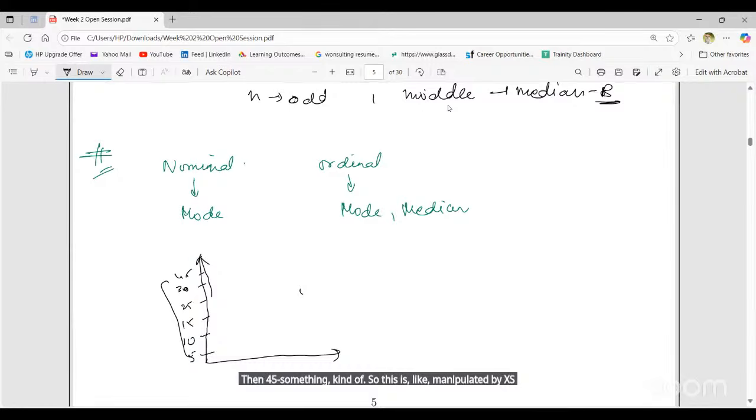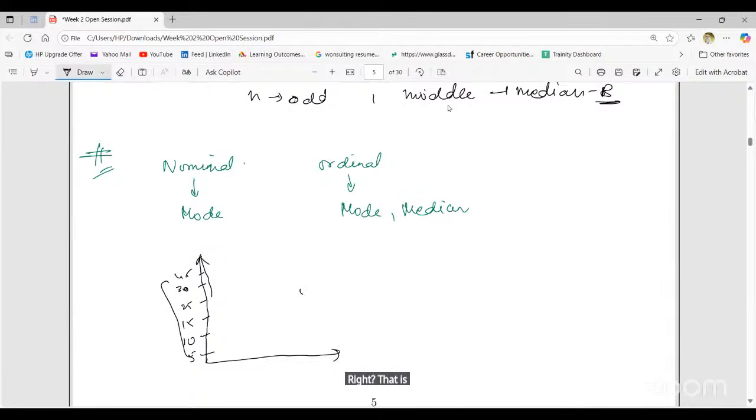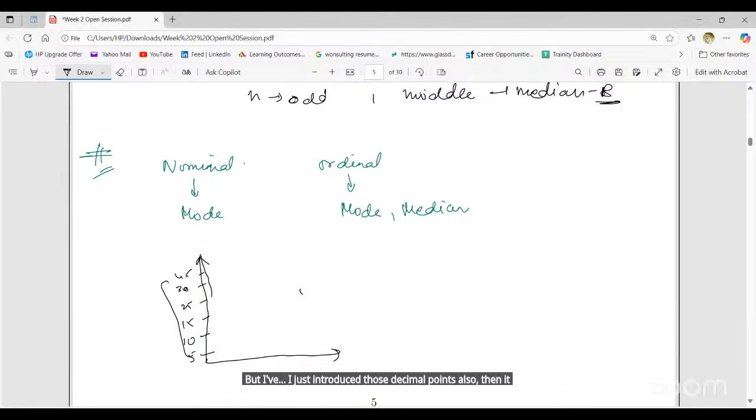The values are not in a fixed unit, so that is my manipulated axis. We are just manipulating the y-axis. Let's say we are plotting a graph between two quantities, and it varies from 10.1 to 10.2 and 10.5. If I make my units 10 and 11, then the graph looks flatter. But if I introduce those decimal points also, then it will look steeper. So it depends upon the data actually.